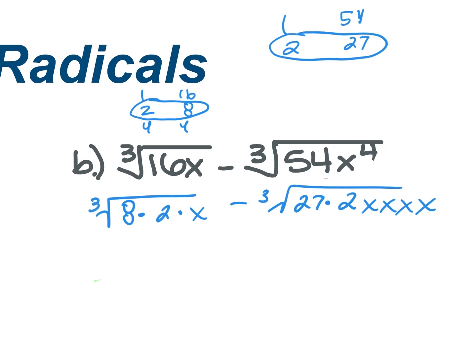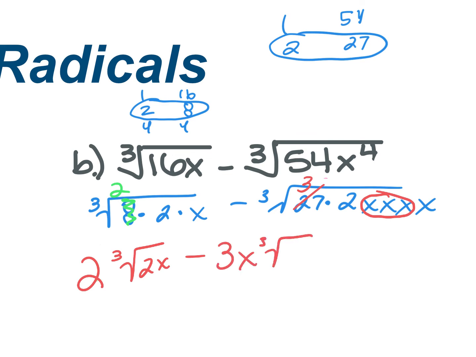So let's simplify each radical, and then we'll see if we can combine them at all. The cube root of 8 is 2. Can I take anything else out? No. So I'm left with 2 cube root 2x minus. What's the cube root of 27? What times what gives me 27? 3, right? 3 times 3 is 9 times 3 is 27. And then can I take anything out here? Could I take a pair out? Or a set, I should say. Right? So I can say 3x and then the cube root of 2x.